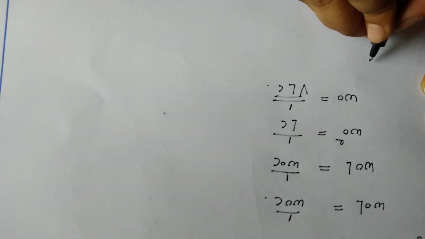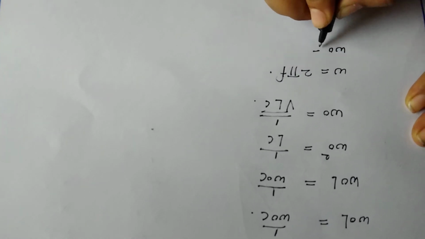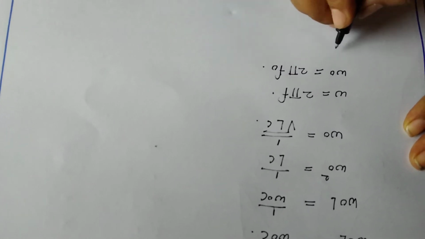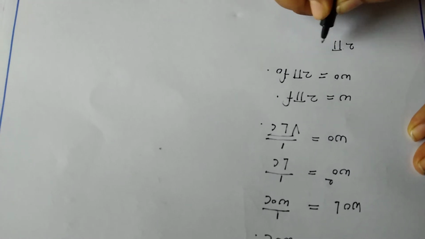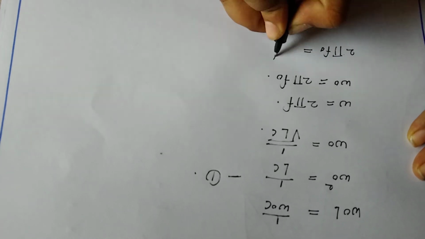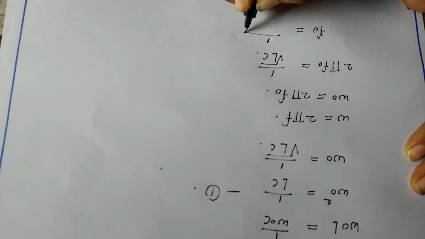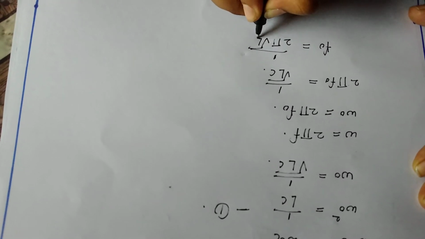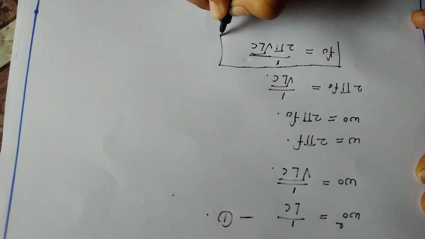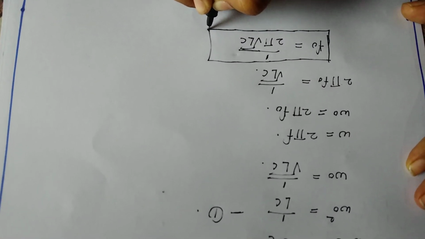We know omega is equal to 2 pi f, so omega naught is equal to 2 pi f0, where f0 is the resonant frequency. Putting this in the equation, we get 2 pi f0 is equal to 1 by root LC. So f0 is equal to 1 by 2 pi root LC. This is the required frequency, f0 is the resonant frequency.